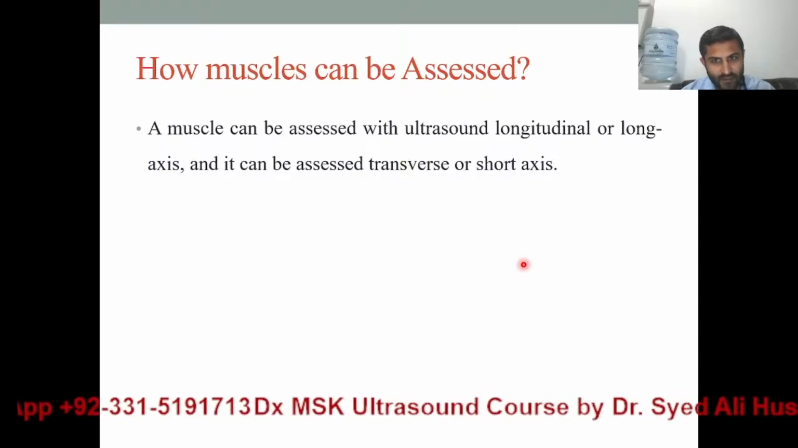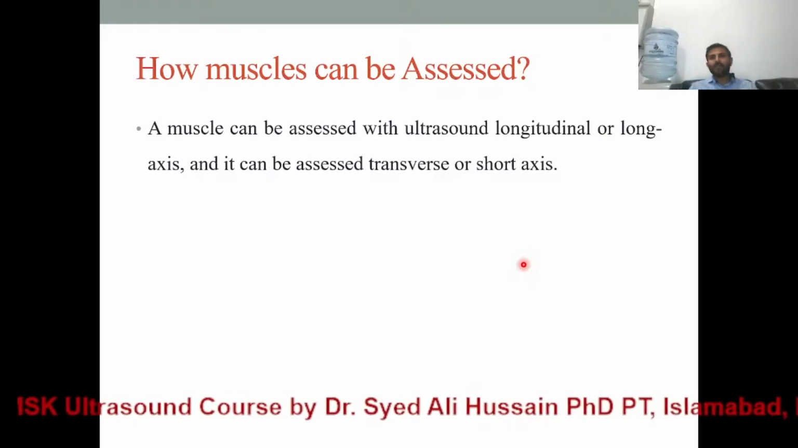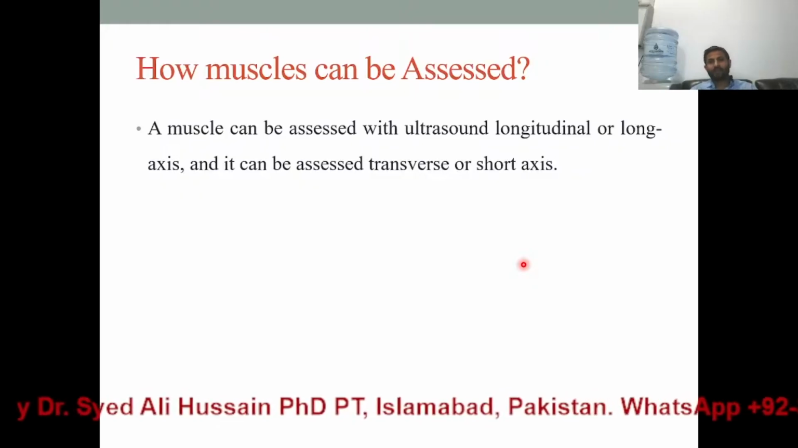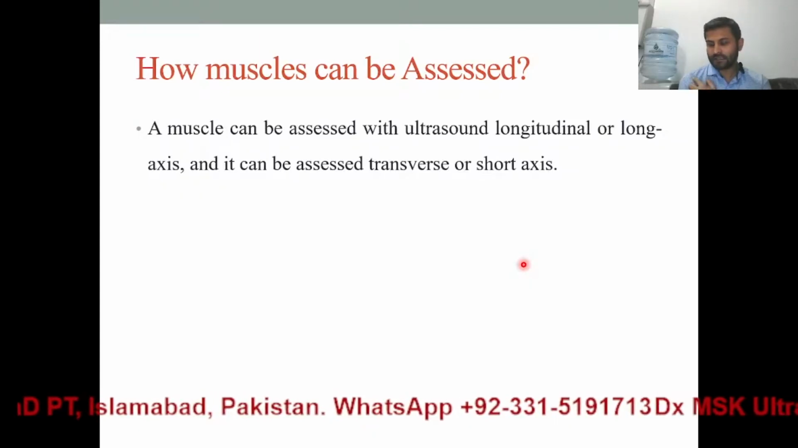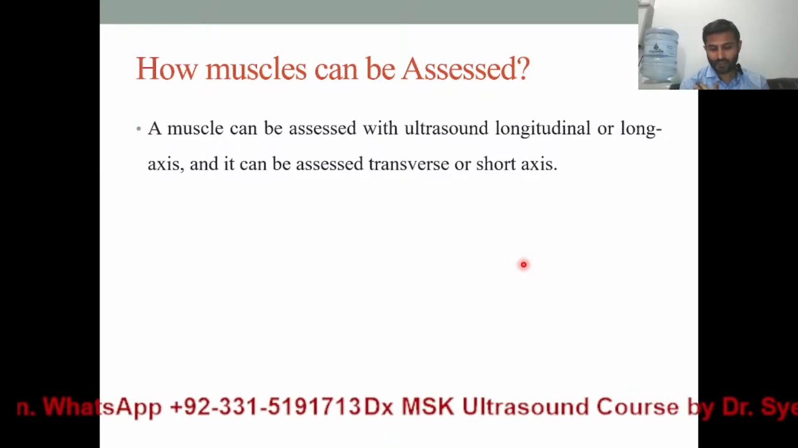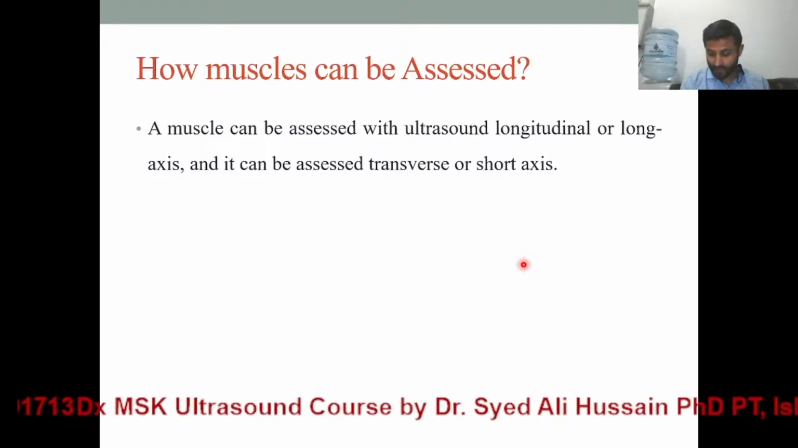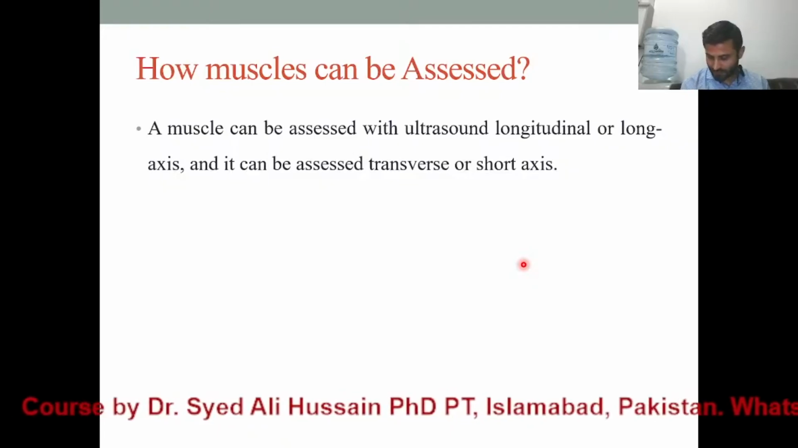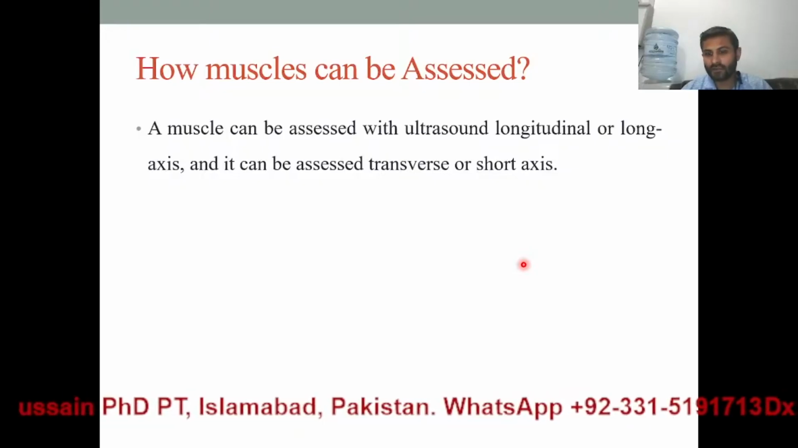So how can muscles be assessed? Any structure can be assessed in two ways. One is called the long axis or longitudinal axis, and the other is called the short axis or the transverse axis. The long axis means, for example, if we talk about the bicep, its long axis runs from the tip of the coracoid process, the short head actually, and it inserts onto the radial tuberosity. And in the short axis, you sometimes call it transverse or short axis or cross section.